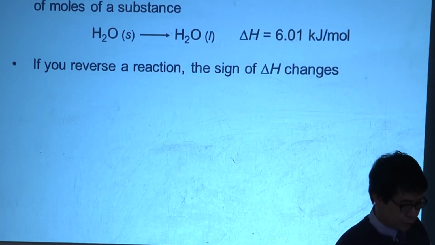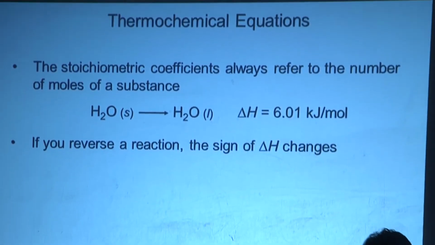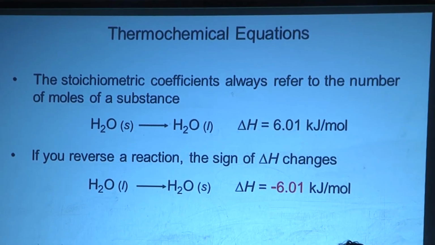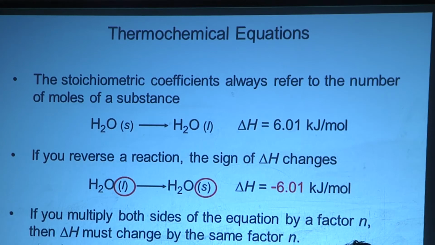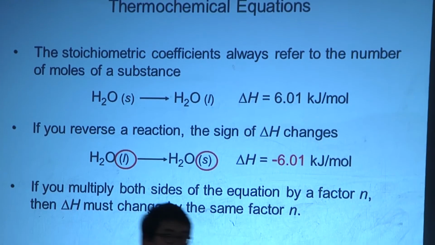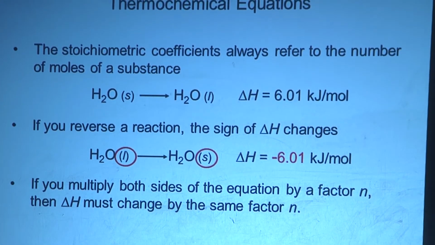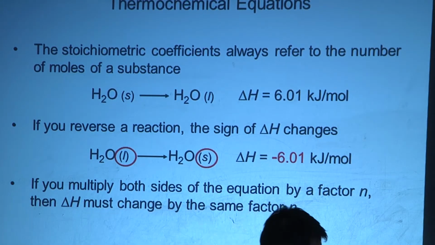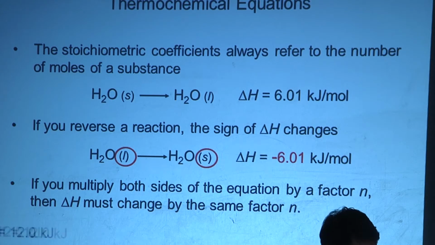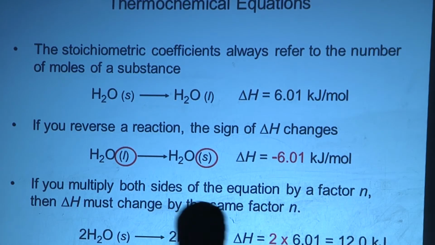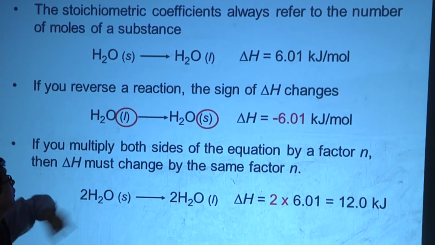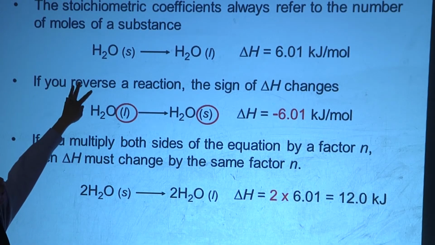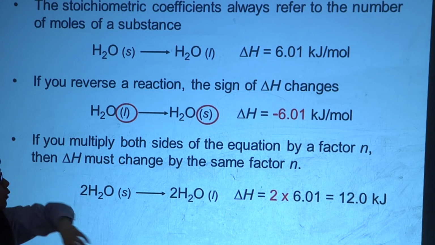And so that means, we said that if you reverse the reaction, the sign changes, so liquid to solid is going to be negative 6.01. Now, if you have more than 1 mole, or less than 1 mole, one way to think about it is multiplying both sides of the equation. If I go from H2O solid to H2O liquid, in this context, it's saying 1 mole of solid to 1 mole of liquid is 6.01.